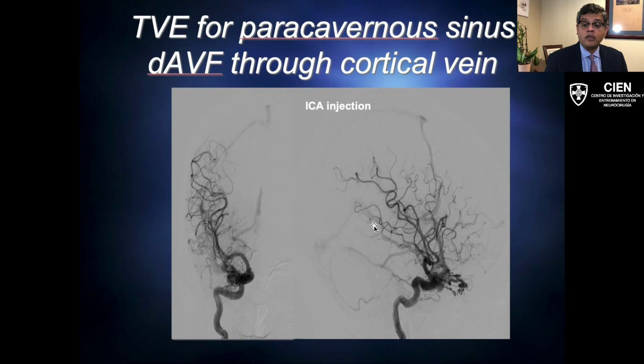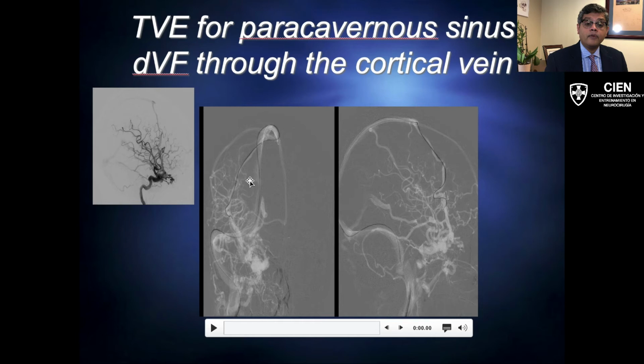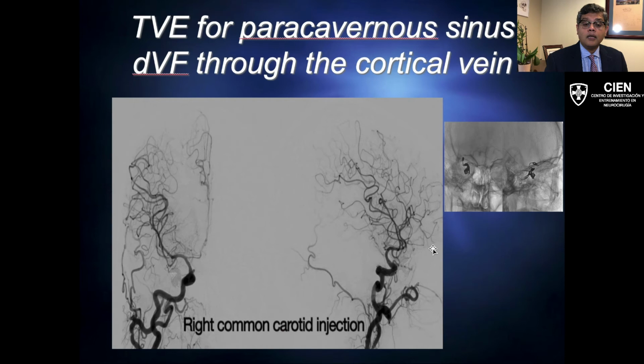So in this situation, what we have done is we have gone transvenous through the sagittal sinus, through the draining vein, and then gone down all the way into the paracavernous sinus here. And we have obliterated the fistula using a coiling method. And you can see the coils in the paracavernous sinus, and this is the final angiogram.